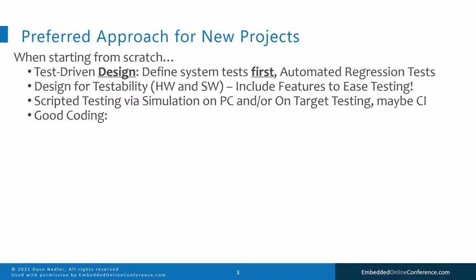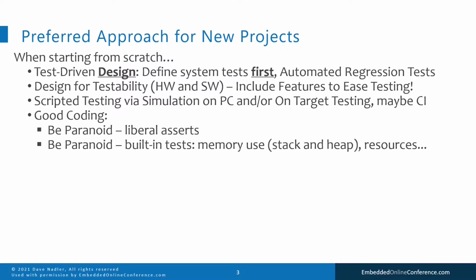Good coding. We try really hard to use good coding practices, and that starts off by being incredibly paranoid. Every module or function has a set of assumptions about the environment and about the inputs provided. Use plenty of asserts to make sure that these assumptions are not violated. Be paranoid about resource use. Memory use, stack and heap, other resources.